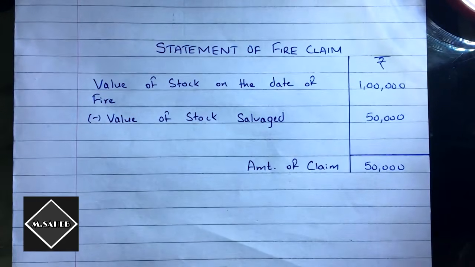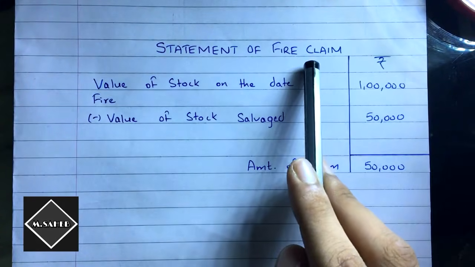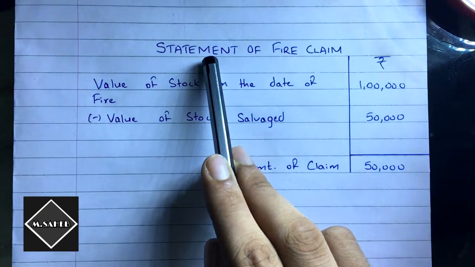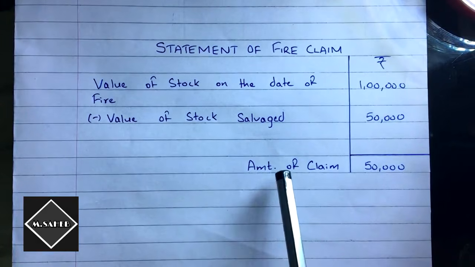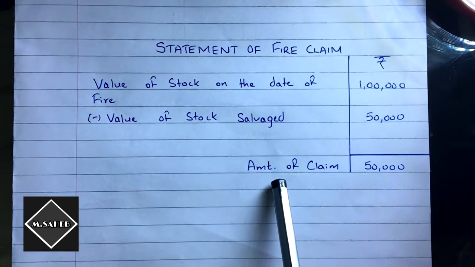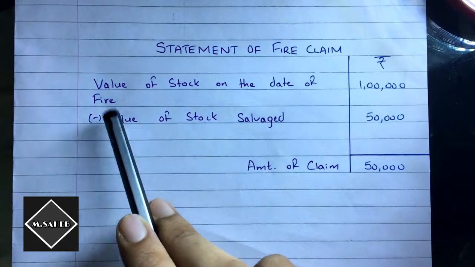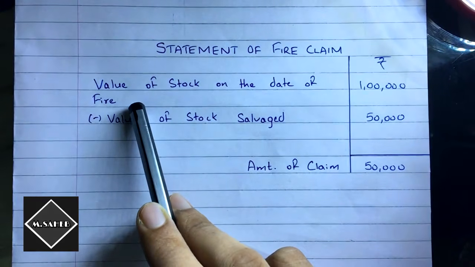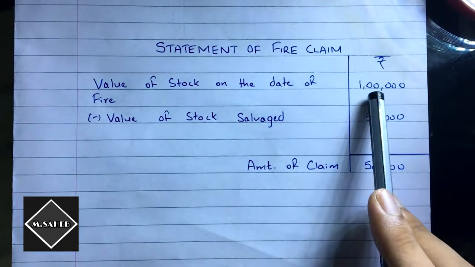After preparing the memorandum trading account and finding out the closing stock on the date of fire, we prepared the statement of fire claim. This statement is prepared to find out the amount of claim that would be compensated by the insurance company. First we took the value of stock on the date of fire. That is the closing stock which we found out in the memorandum trading account, which was equal to 1 lakh.